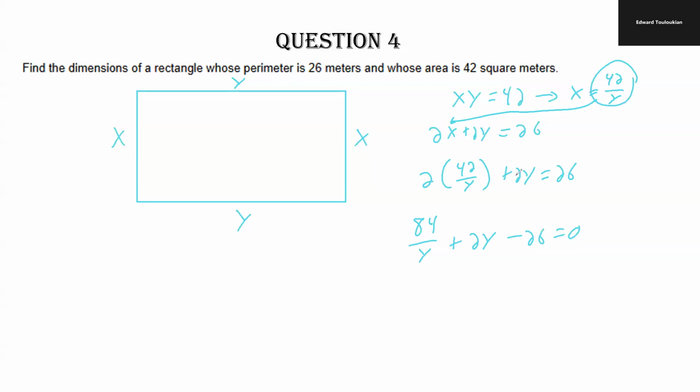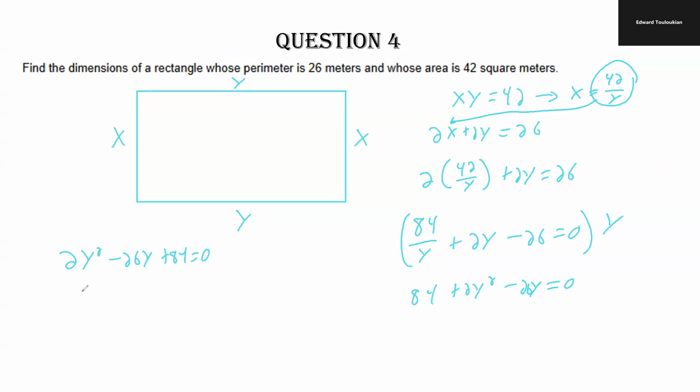What we're realizing here is that we're going to multiply the entire thing by Y to get that out of the denominator. And when I do that, 84 over Y times Y is 84. 2Y times Y is 2Y squared. And 26 times Y, negative 26Y. Okay, so now if I reorder this, 2Y squared minus 26Y plus 84 equals 0. I have a quadratic I can solve.